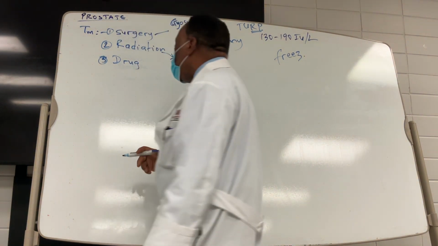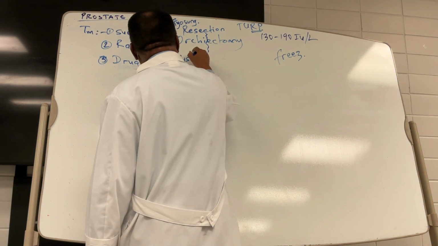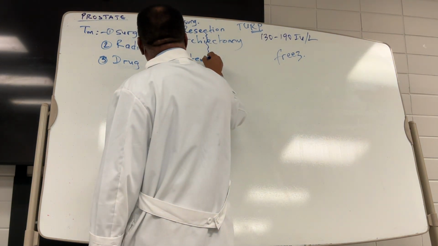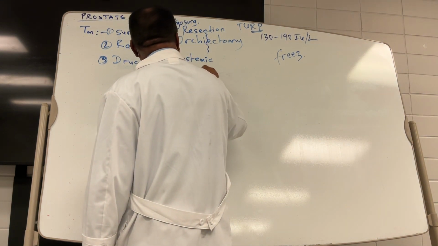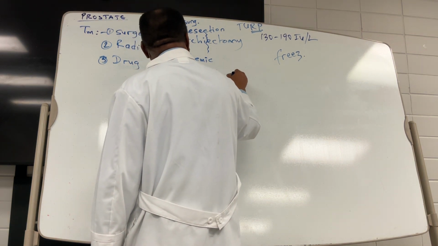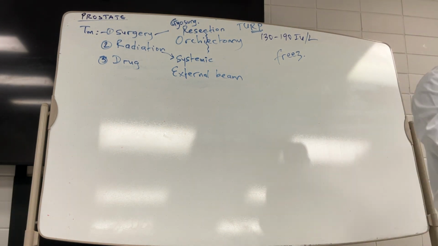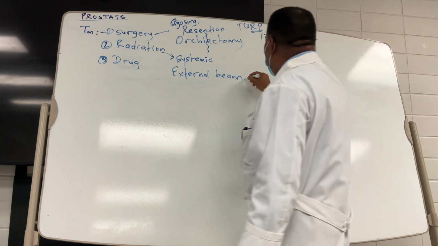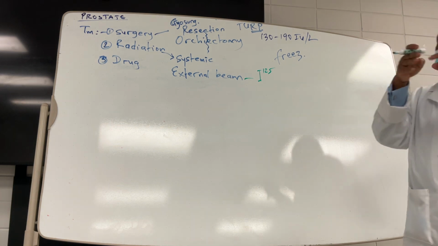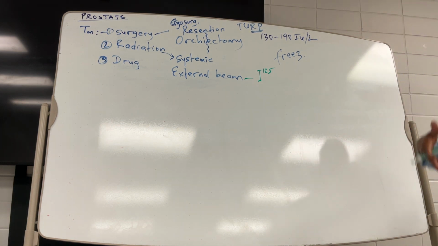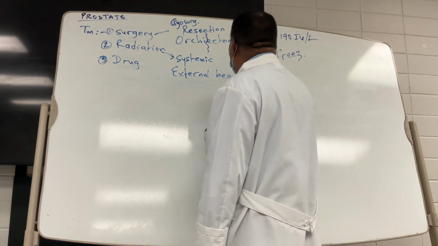Radiation, you can use either a systemic type of radiation, or one can use an external beam. For the external beam, you're probably just using iodine 125, you know, I-125. That can be beamed externally, that is through the skin to the prostate.